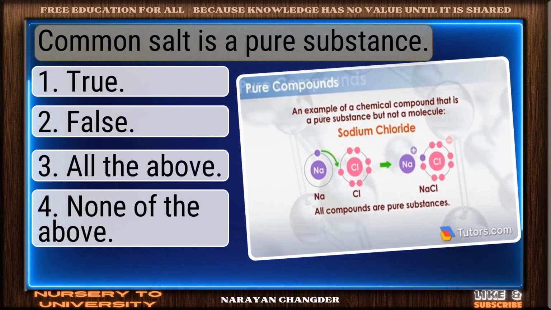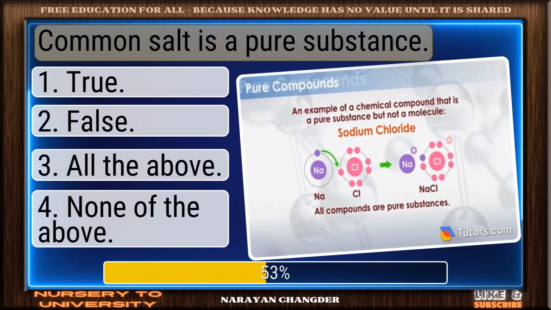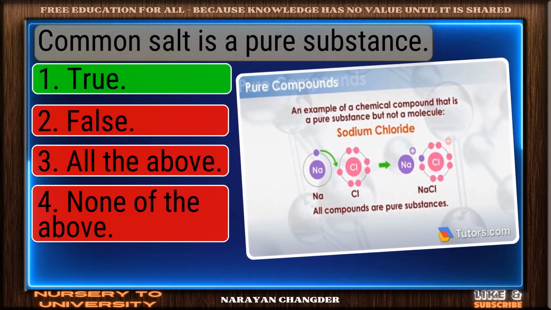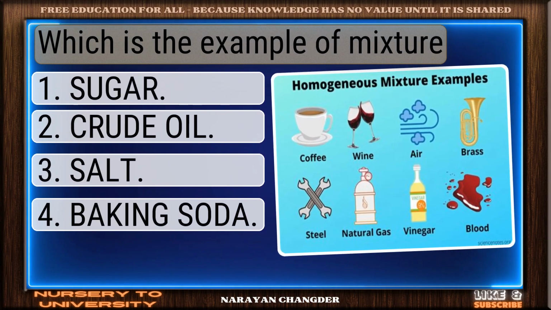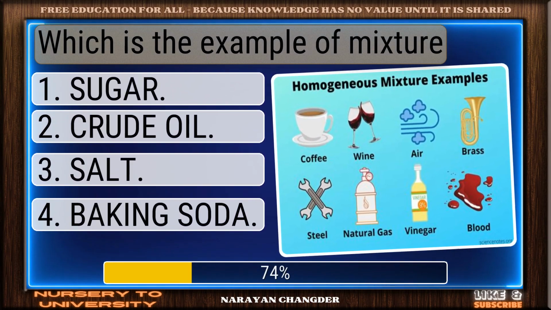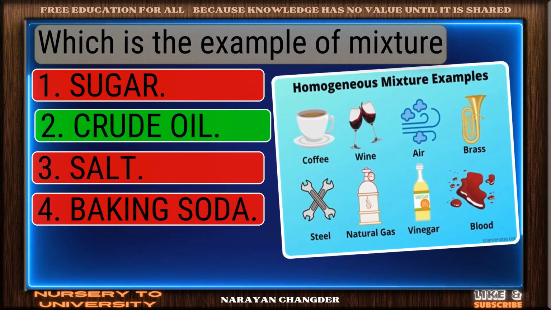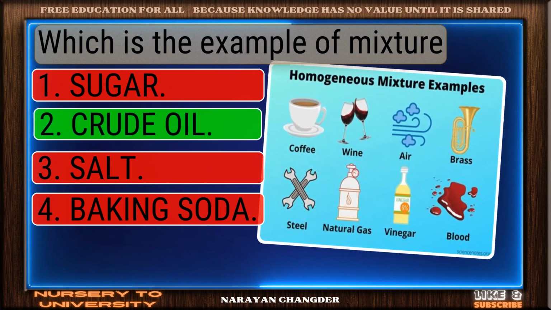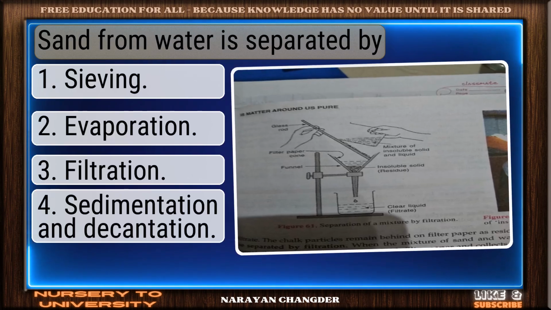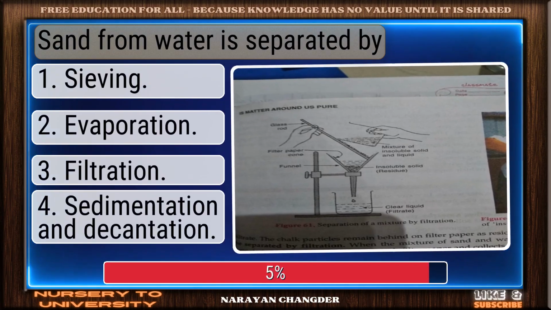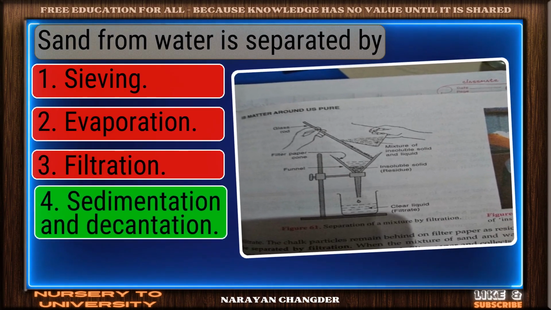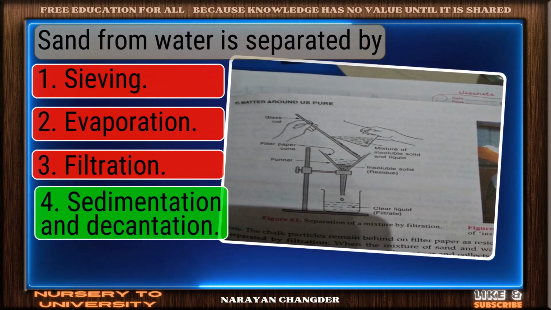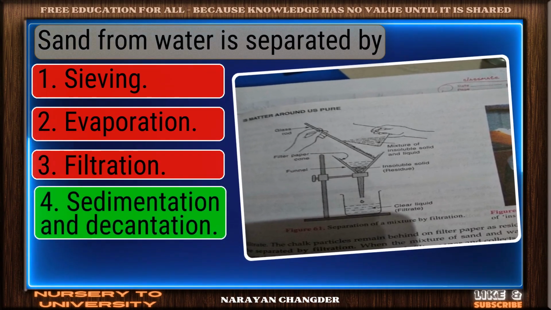Common salt is a pure substance. Great job. True is the accurate answer. Which is the example of mixture? Nice work. You chose crude oil, and it is correct. Sand from water is separated by. You chose sedimentation and decantation, and it is correct.